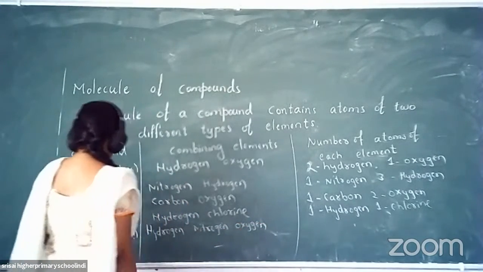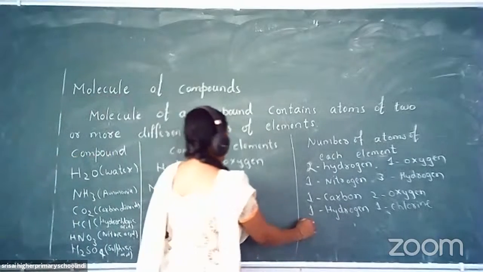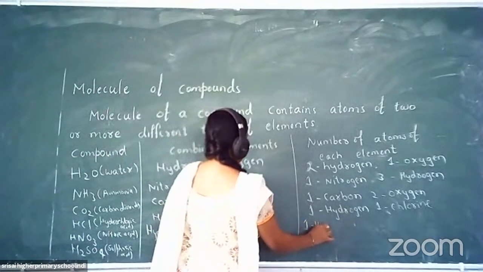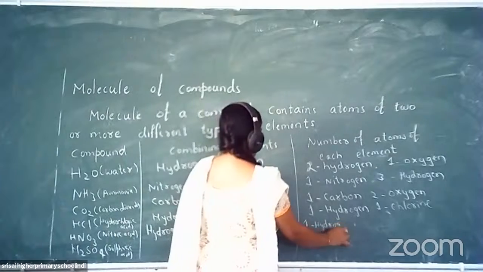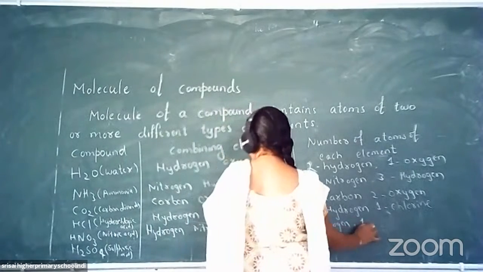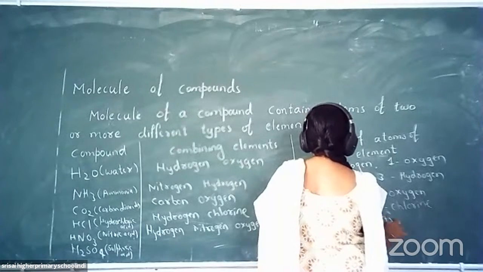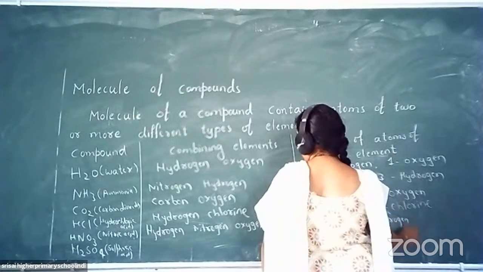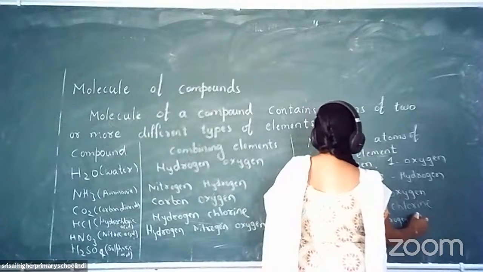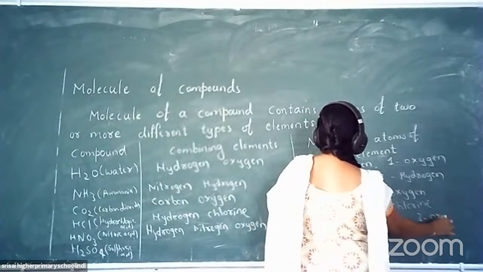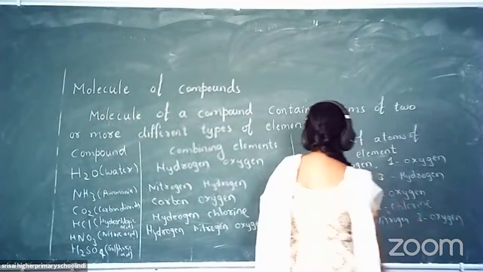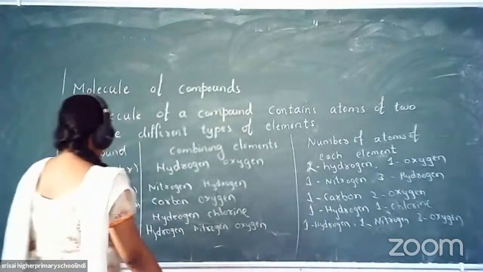So in this, what are the atomic numbers? One hydrogen and one nitrogen atom, and how many oxygen? Three oxygen atoms are present.